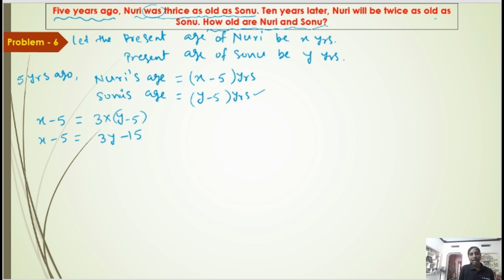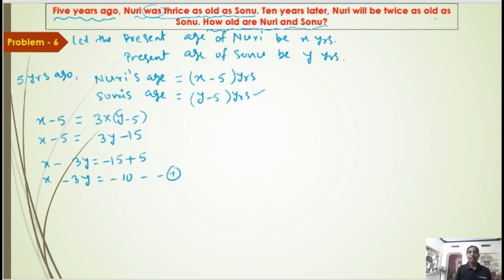So here, just transpose: variables on one side and constants on the other side. So x minus 3y is equal to minus 15 plus 5. It means x minus 3y is equal to minus 10. This is our first linear equation.